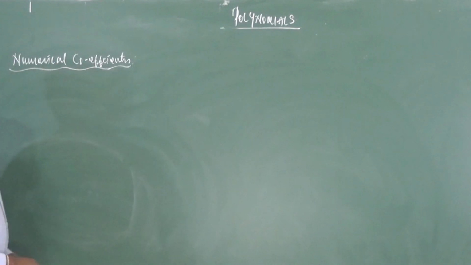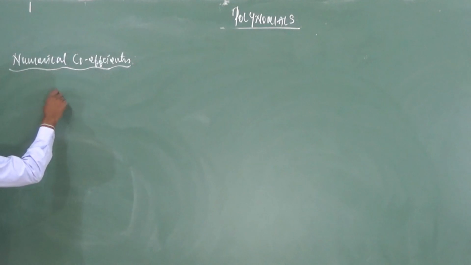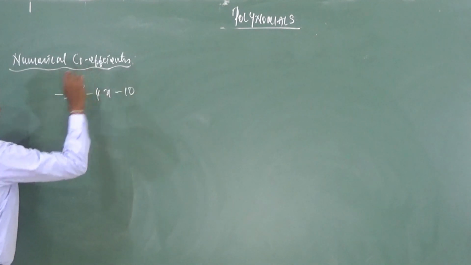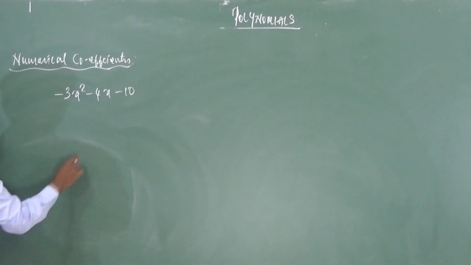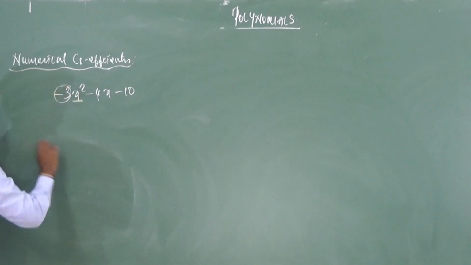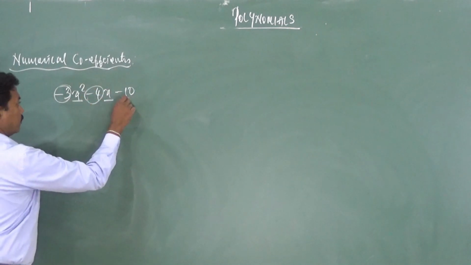Numerical coefficient. We will just revise this because it's very important. I have an algebraic expression 3x square minus 4x minus 10. So there are three terms here. What is the numerical coefficient of x square? It is 3. What is the numerical coefficient of x? That is minus 4.